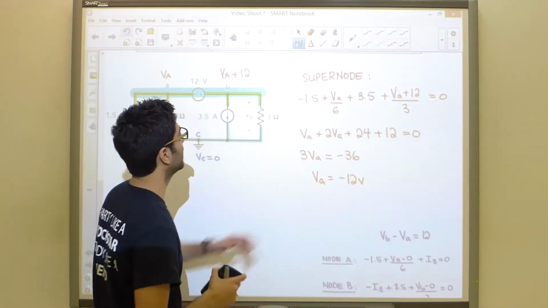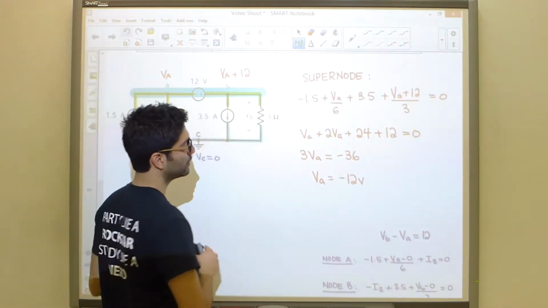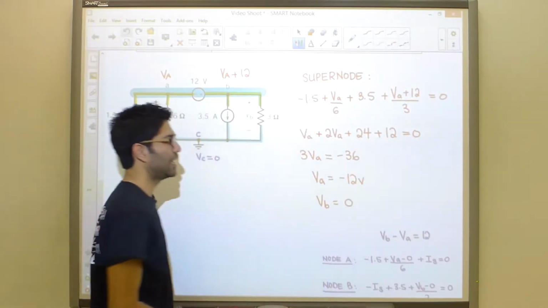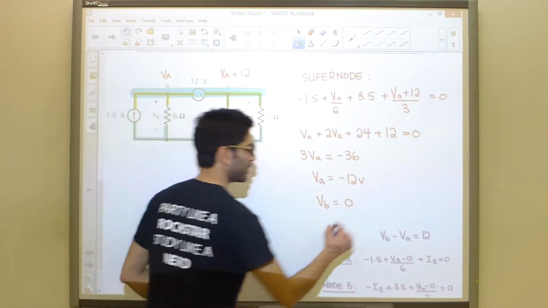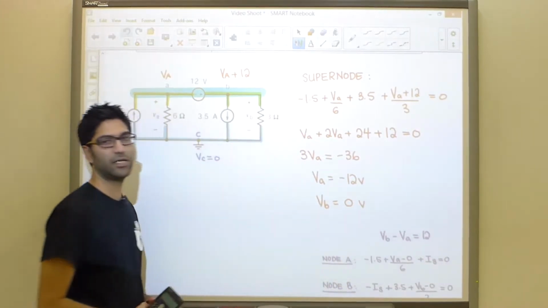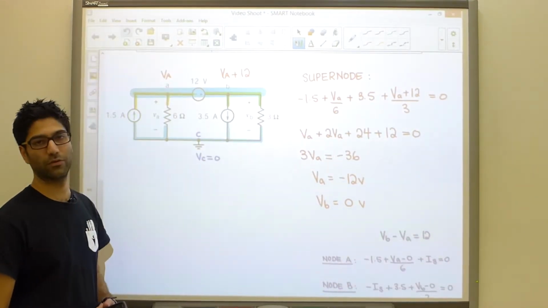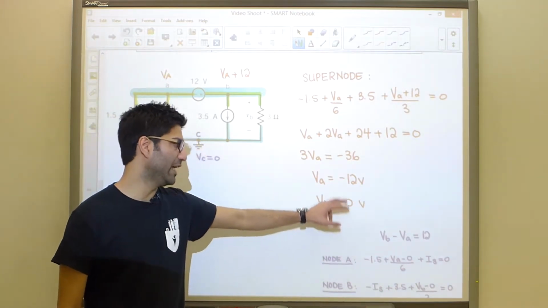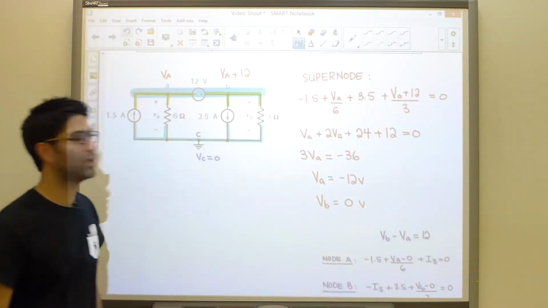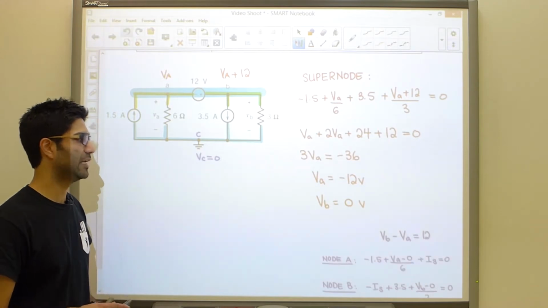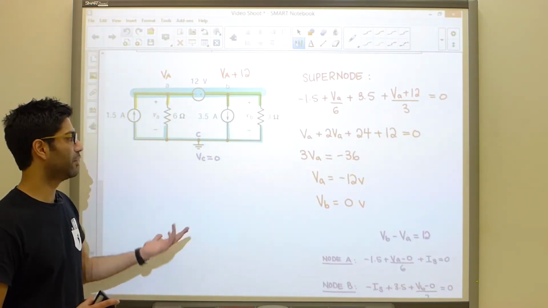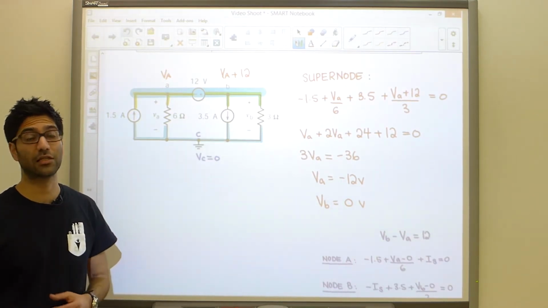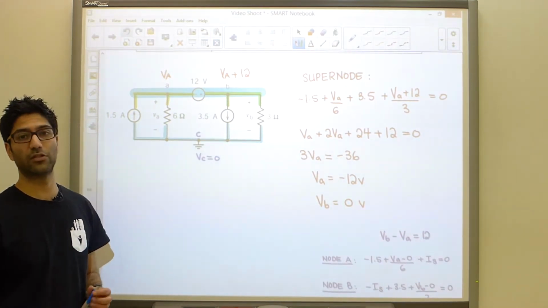And if VA is negative 12, then VB is 0 volts. Even though that is not a typical voltage value you find, it is, in fact, the correct value. If you solve for VA and VB using these 3 equations, you will get the exact same result. It is possible to have a 0 voltage at some other node. In fact, we're going to see this when we do some balanced 3-phase circuits.